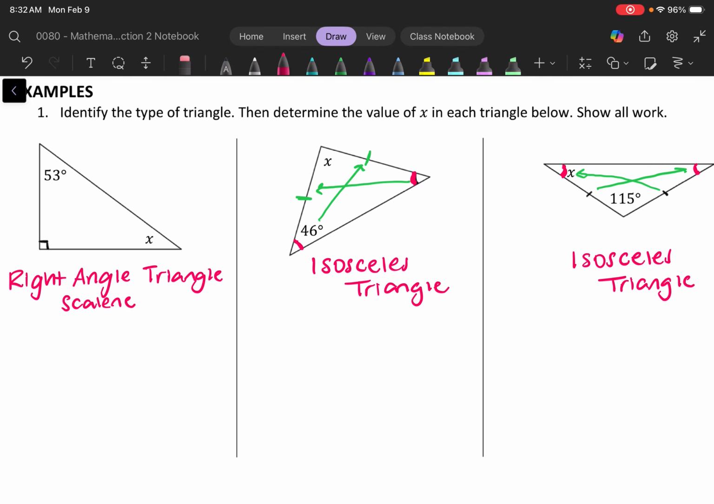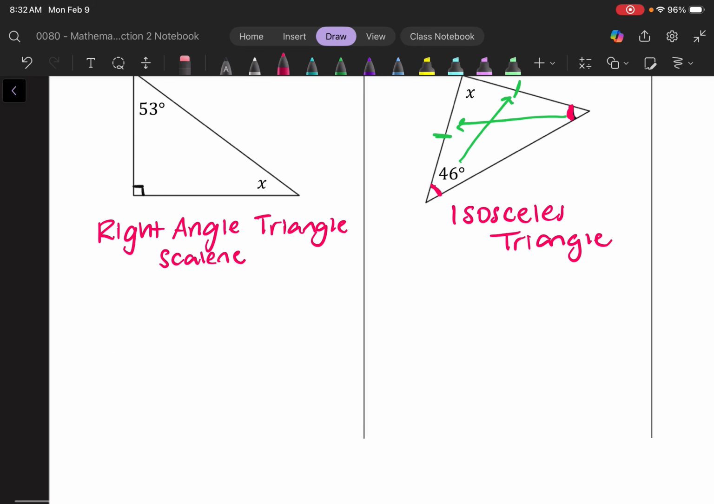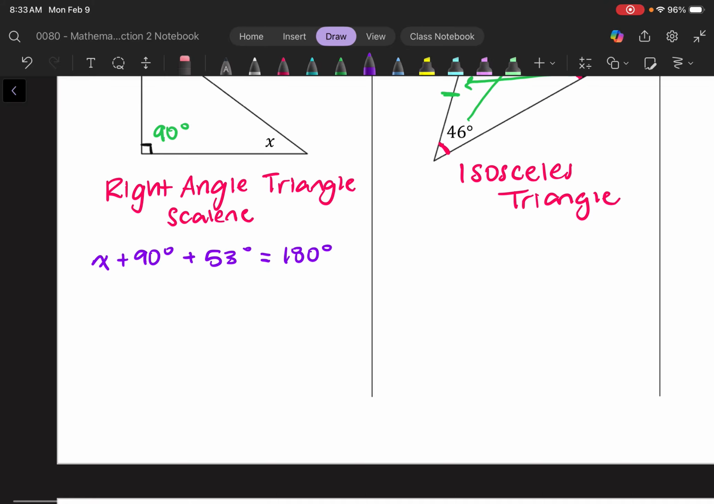Okay, now that I've identified each of the types of triangles, I'm now going to solve for the missing angle measurement, that little baby x value. Now, I know that that small square means it's a 90-degree angle in that corner. So when I take a look at this, I have these three angles: my x, my 90 degrees, and my 53 degrees, and they add together to give me 180 degrees because the three angles in a triangle will always sum to 180. And so I'm simply going to add those together to get 180 degrees.